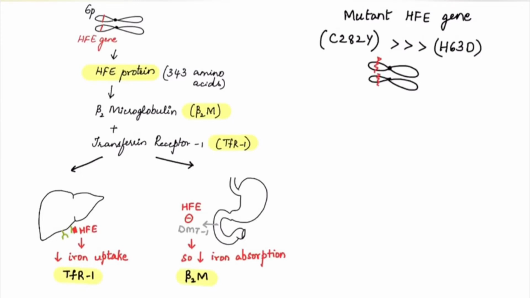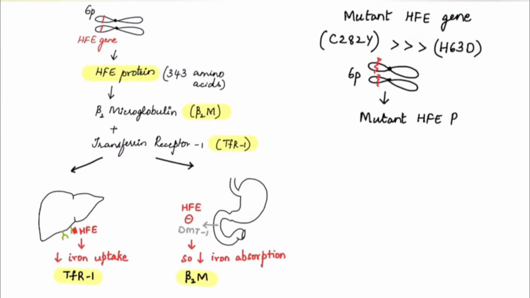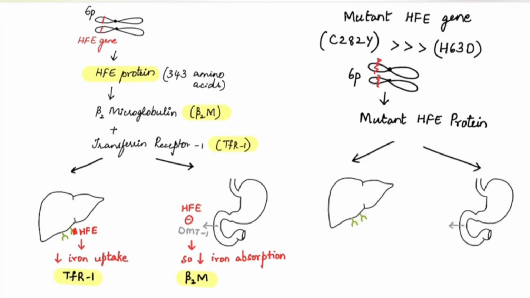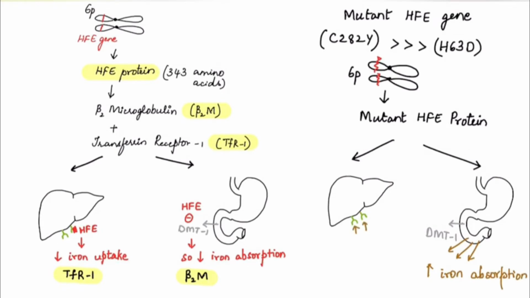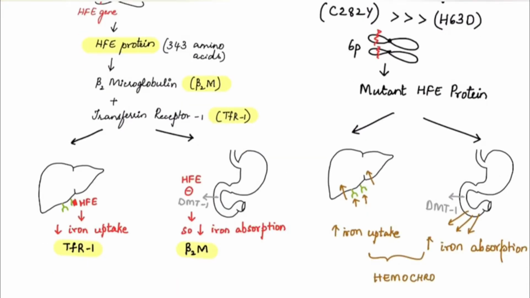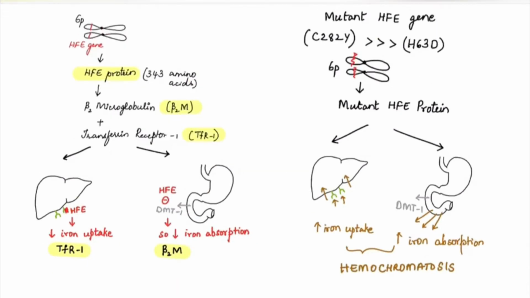So mutation in HFE gene produces a mutant HFE protein, and this cannot inhibit the divalent metal transporter 1 in the duodenum, leading to excess absorption of iron from the duodenum, and it also cannot complex with the transferrin receptor on the liver, and so the liver is free to uptake excess of iron, thereby leading to iron overload and hemochromatosis. Along with HFE gene, hepcidin also plays an important role in hemochromatosis.